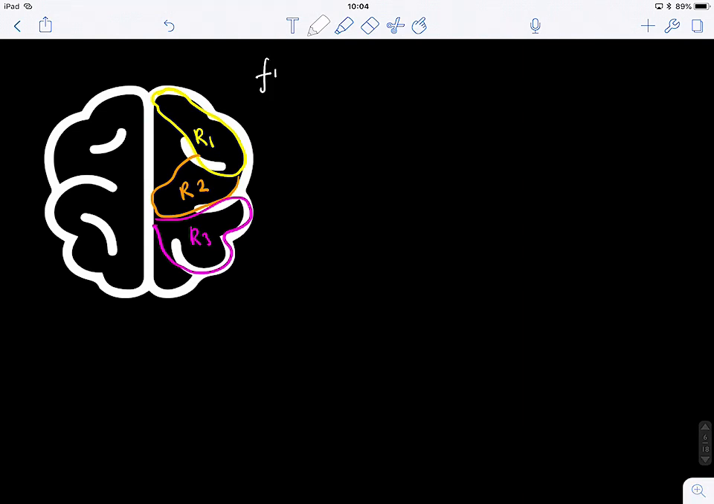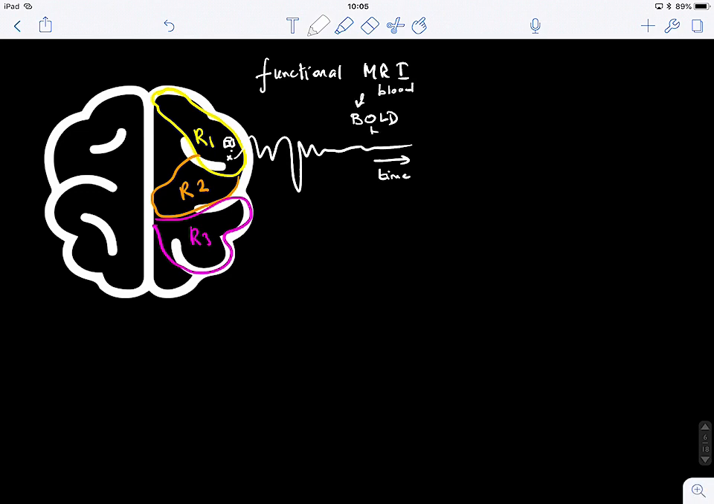For example, if you use functional MRI, magnetic resonance imaging, you can record the brain activity in each tiny voxel, in each location of your brain. This activity reflects how much oxygen your brain is taking up, because the more you're using a part of your brain, the more oxygen it needs, because the neurons are firing. So this is what we call a blood oxygenation level dependent signal.